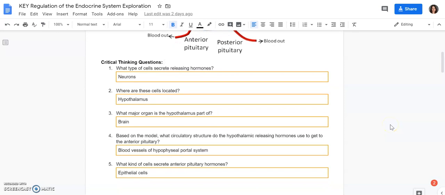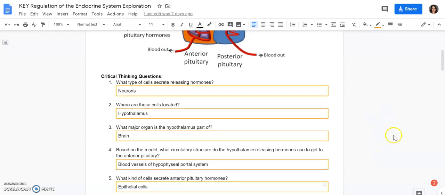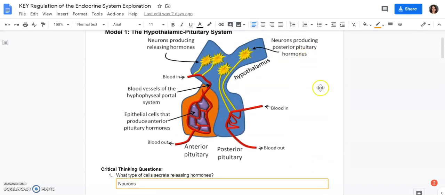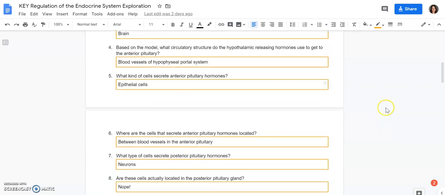Based on the model, what circulatory structure do the hypothalamic releasing hormones use to get to the anterior pituitary? That is the blood vessels of the hypophyseal portal system, or HPS for short. What kind of cells secrete anterior pituitary hormones? Those are the epithelial cells. So all of those answers came from this model. So if you've got a different answer than me, go back and look at this model again.